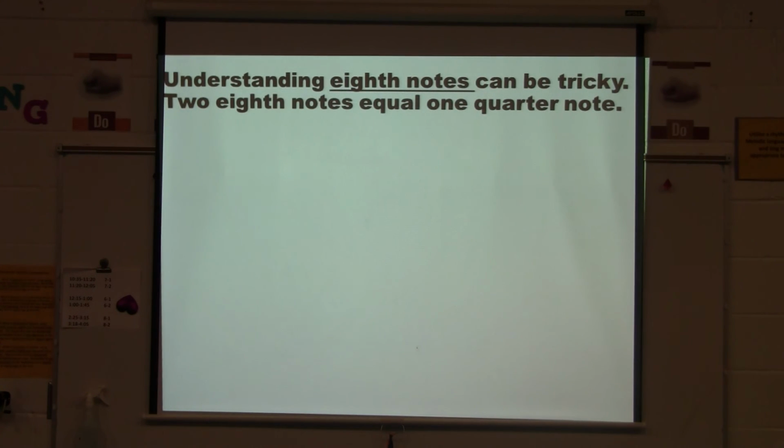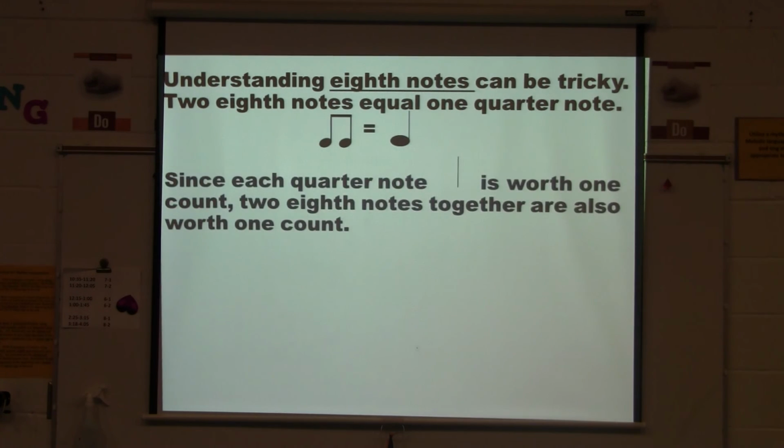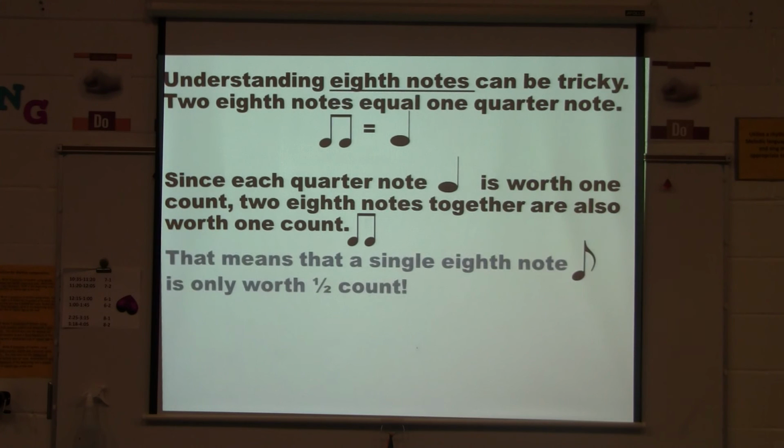Understanding eighth notes can be tricky because 2 eighth notes equal a quarter note, just like 2/8 of anything equal a quarter or a fourth of it. So there's 2 eighth notes, they equal 1 quarter note. And we already know that the quarter note is worth 1 count. That means the 2 eighth notes together are worth 1 count. So by themselves, they're worth less than 1 count. They're worth a half of the count each.